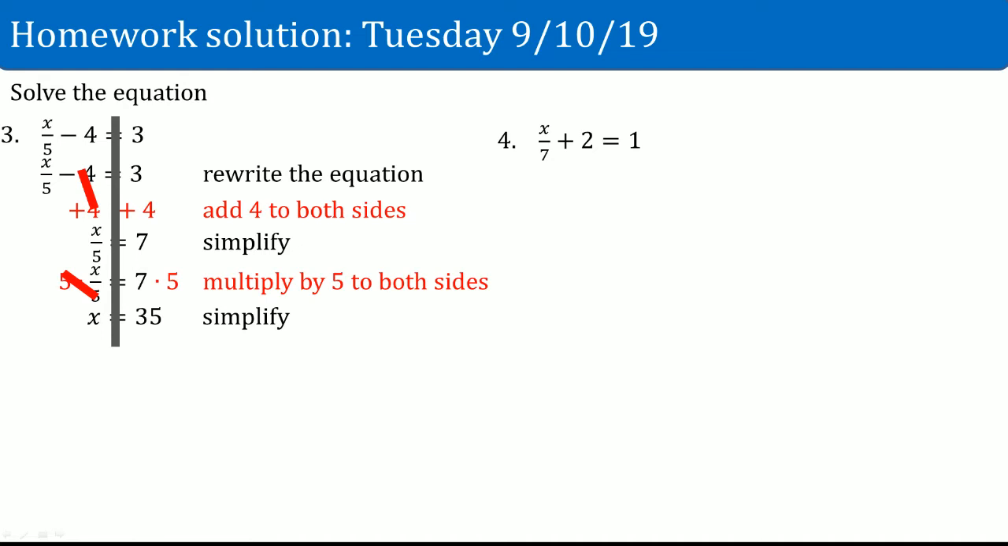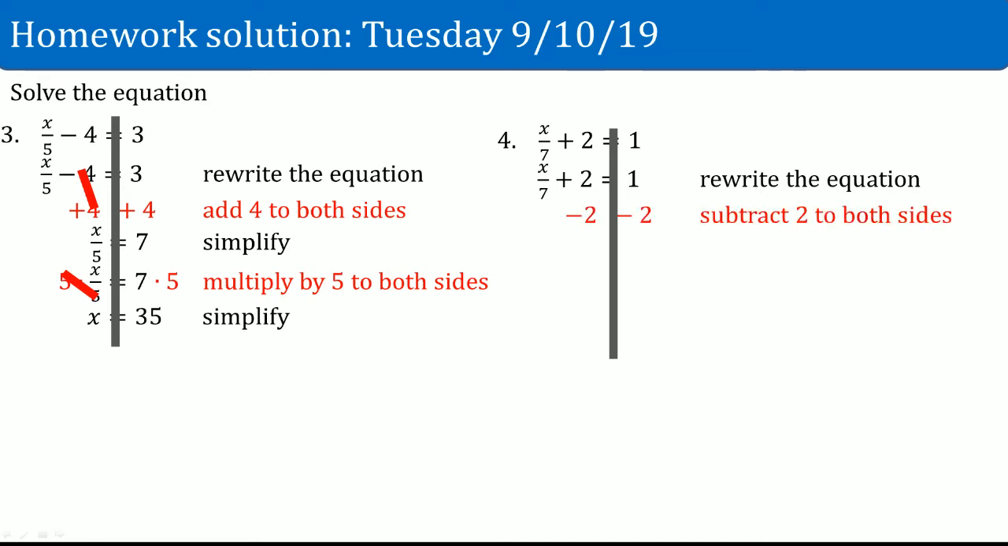Number 4, 7x plus 2 is equal to 1. First thing I do is rewrite the equation, then draw a line straight down. Okay, now let's do some opposites or inverses. I have a plus 2. That is the most outward thing. So here I'm going to subtract 2. Subtract 2 from both sides.